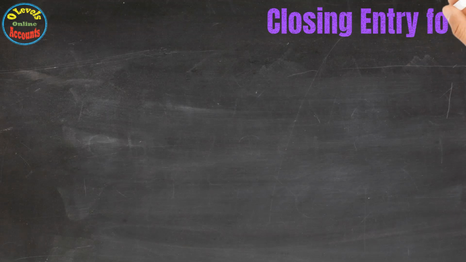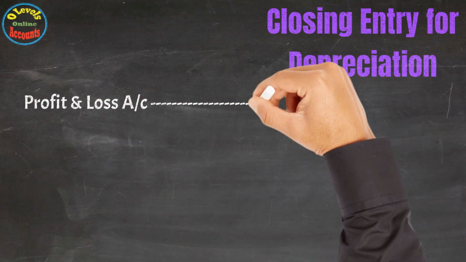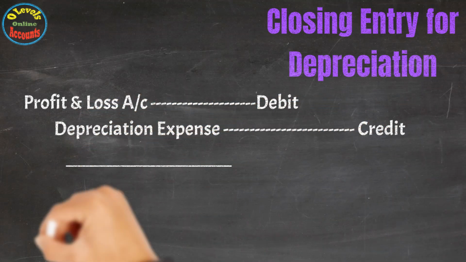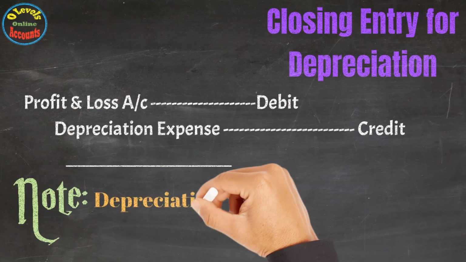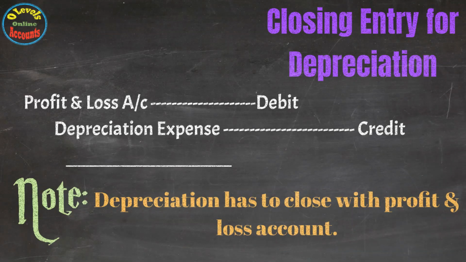Second tip, the closing entry for the depreciation. Profit and loss account debit, and depreciation account credit. The depreciation account has to be closed with the profit and loss account, due to its expense nature. Let's move to the next tip.